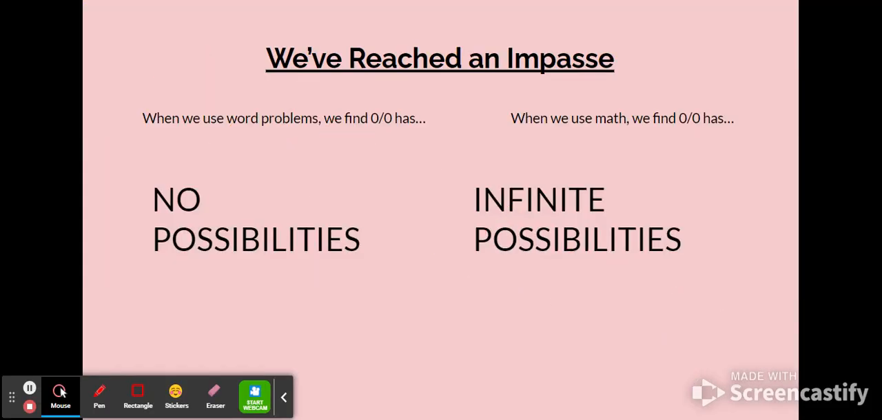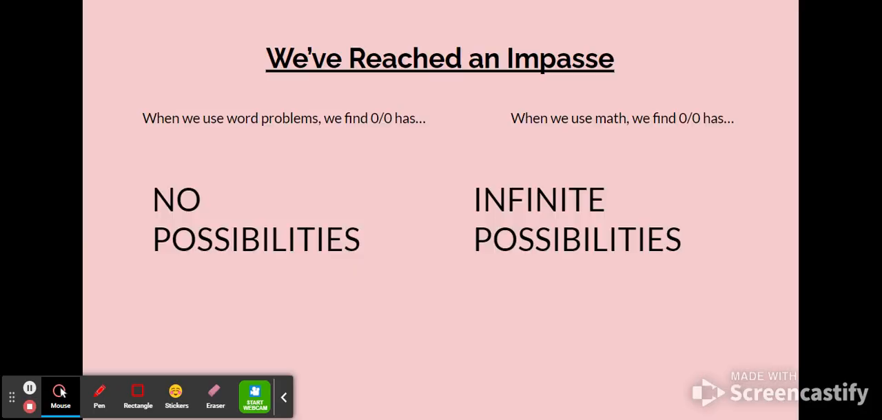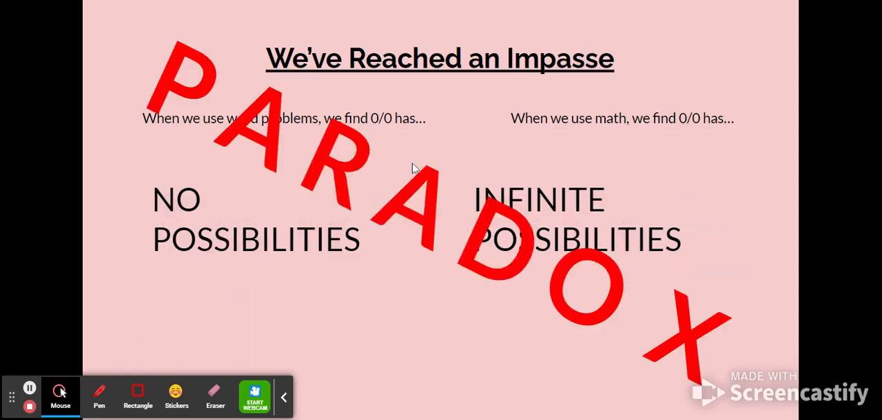And when we go back, we're using math, so if we repeatedly subtract 0, that also fits into infinite possibilities. So once again, we reach a paradox, because if we try to use word problems, we get no possibilities.